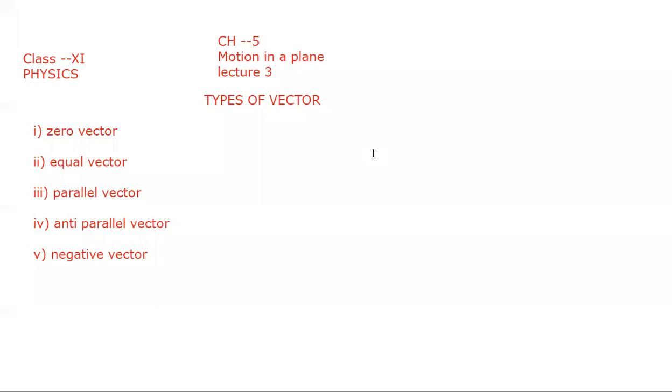Hello, my dear students. In this lecture, we discuss the types of vectors. In the previous lecture, we discussed how many types of vectors there are. First is the zero vector. A zero vector is one in which the magnitude of the vector is zero, like magnitude of a, mod a, equal to zero. If mod a equals zero, then we have no idea about its direction.